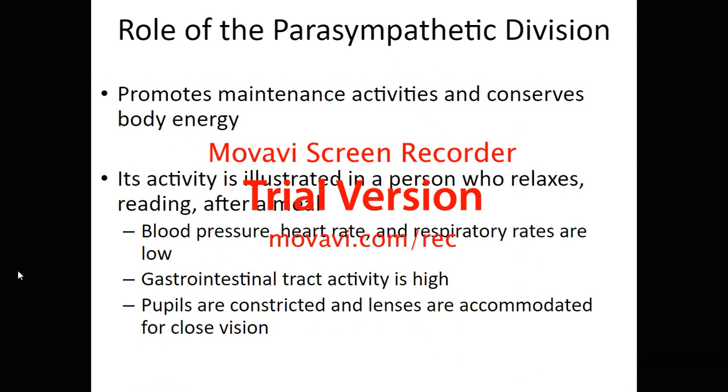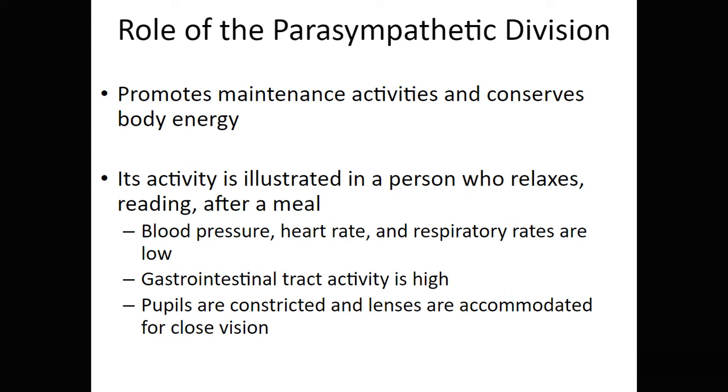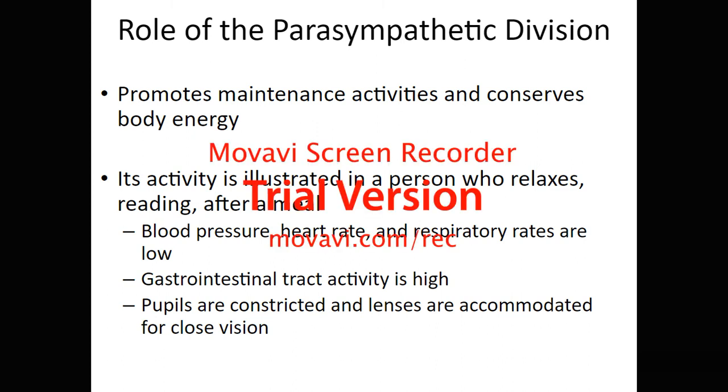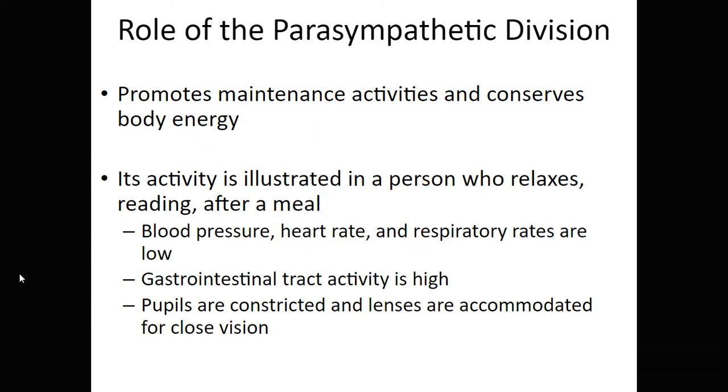All right, so the role of the parasympathetic division promotes maintenance activities and conserves body energy. Its activity is illustrated in a person who relaxes, reading after a meal. Blood pressure, heart rate, and respiratory rates are low, gastrointestinal tract activity is high, pupils are constricted, and lenses are accommodated for close vision.